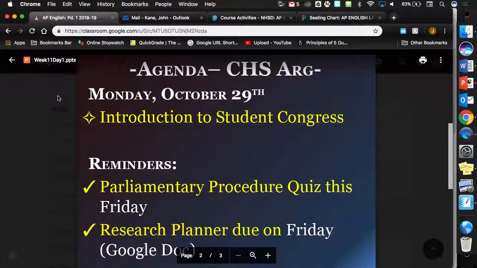Essentially, what's going to be going on is you're prepping, you're researching, you're coming up with some ideas for Student Congress so that we have potential bills that we would be taking a look at next week, and we'll be moving forward from there. So all this week, primarily after today, you're thinking of ideas, coming up with ideas for Student Congress. It's first come, first serve.